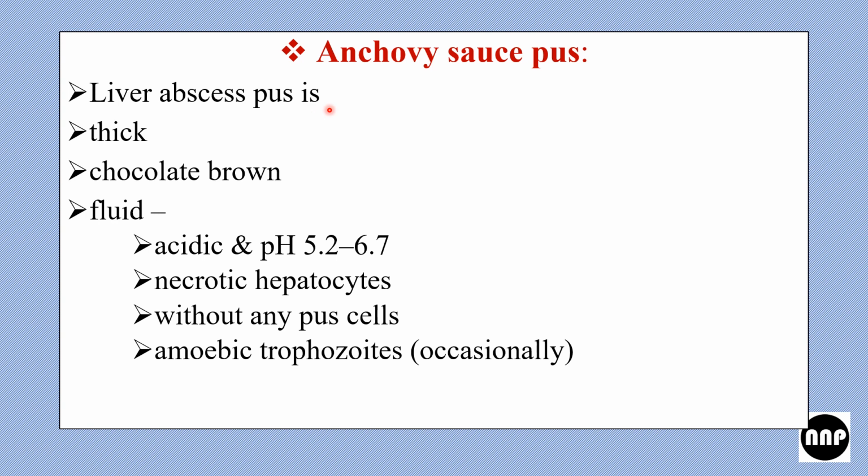This liver abscess pus is given a typical, important name: anchovy sauce pus, due to its characteristic appearance. It is thick in consistency, chocolate brown in color, and the fluid is acidic with pH 5.2 to 6.7. It consists of necrotic hepatocytes without any pus cells, and occasionally amoebic trophozoites are also seen. These are mainly seen in the last few drops of the pus because the amoeba multiply in the wall of the abscess. So in the central part we will not see them, but in the last few drops we will be able to see these trophozoites.